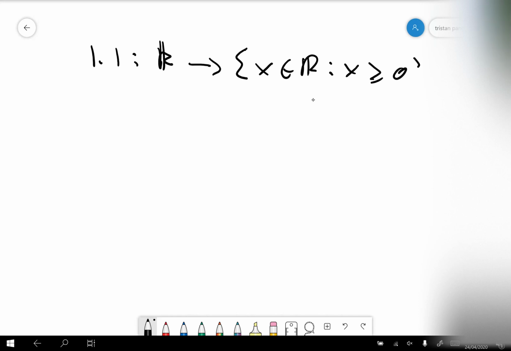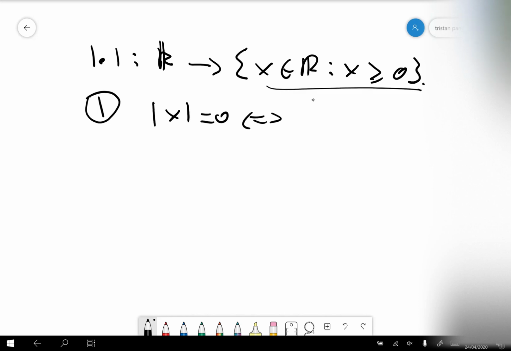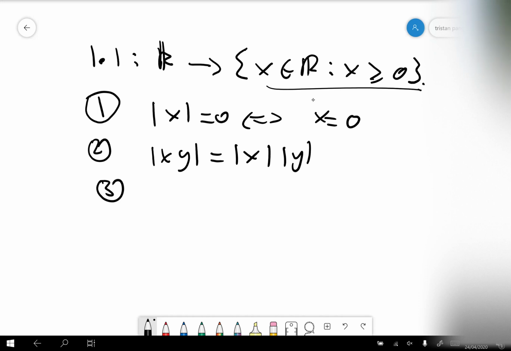So first, recall the definition of an absolute value. An absolute value on some arbitrary field K, going into the positive real numbers, is a function such that one, the absolute value is always non-negative, and it's 0 if and only if x is 0. Two, it satisfies multiplicativity, so you can split up the absolute value like this. And three, it satisfies the triangle inequality.